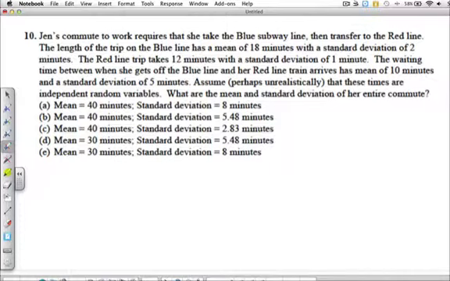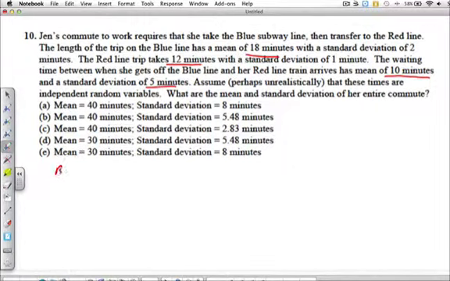Okay, last one, number 10. Jen's commute to work requires that she takes the blue subway line and then transfers to the red line. The length of the trip on the blue line has a mean of 18 minutes with a standard deviation of 2 minutes. The red line trip takes 12 minutes with a standard deviation of 1 minute. The waiting time between when she gets off the blue line and her red line train arrives has a mean of 10 minutes and a standard deviation of 5 minutes. Assume these times are independent. What are the mean and standard deviation of her entire commute?